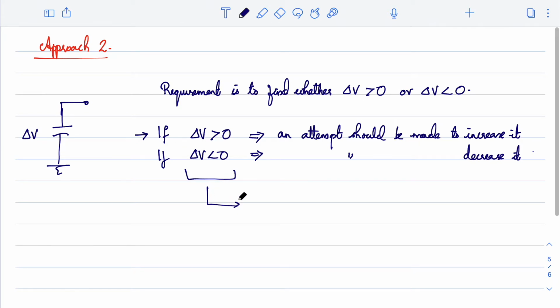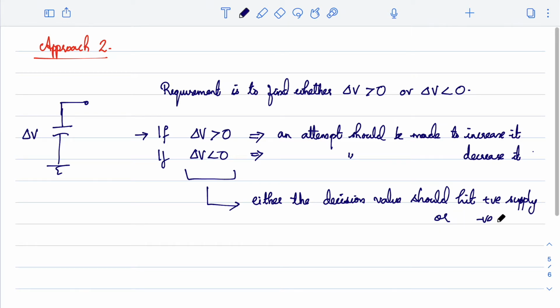So based on the decision, finally what I should get is that this should hit the positive supply or the negative supply, right?